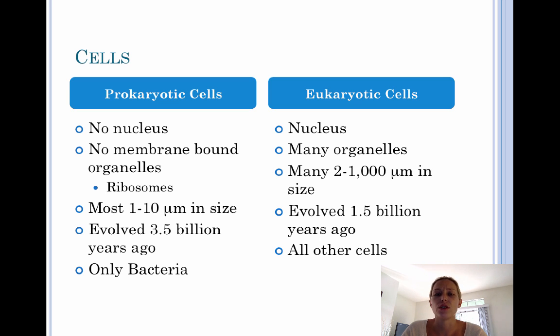Let's take a look at eukaryotic cells. Eukaryotic cells do have a nucleus, which means that their DNA is enclosed in a membrane. They have many different organelles, all membrane-bound organelles, including ribosomes. They're larger in size than prokaryotic cells, as they are anywhere between 2 and 1,000 micrometers in size. They evolved from prokaryotic cells about 1.5 billion years ago, and the rest of our cells are eukaryotic cells. So if we're taking a look at fungi or protists, plants or animals, those are all eukaryotic cells.